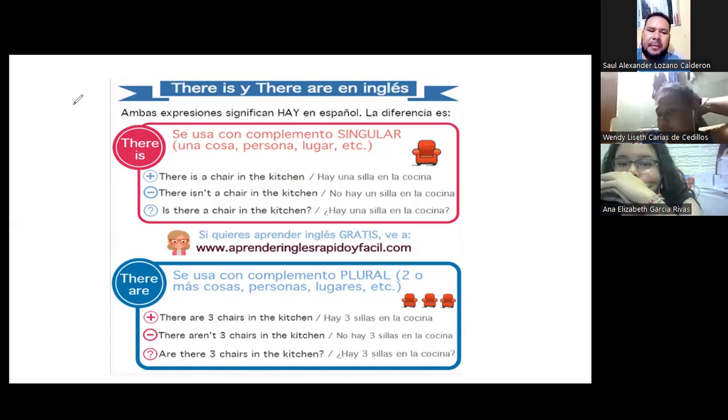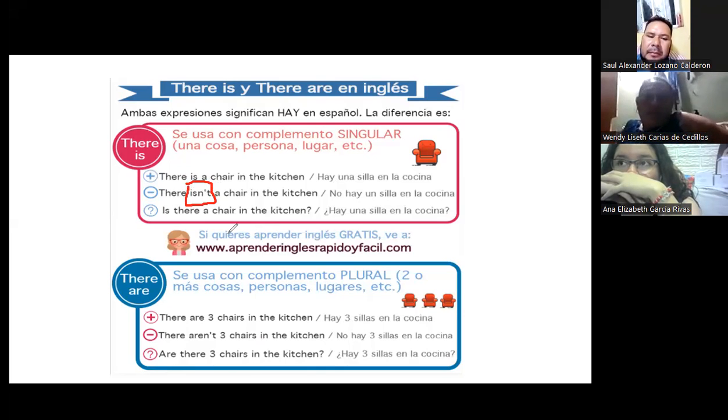dining room, etc. Cuando es negativo, nosotros vamos a utilizar el isn't o there is not. Como sabemos, el famoso not siempre va a ir en forma negativa y decimos there isn't a chair, significa que no hay. There isn't a book. No hay un libro. There isn't a television. No hay un televisor. There isn't a dining room. Entonces, para la forma negativa sería there isn't o there is not en su forma normal.